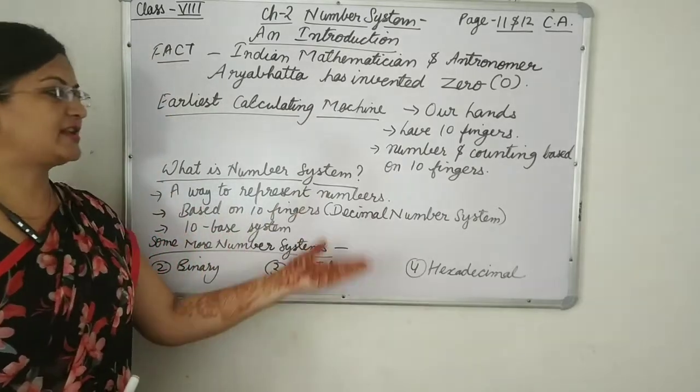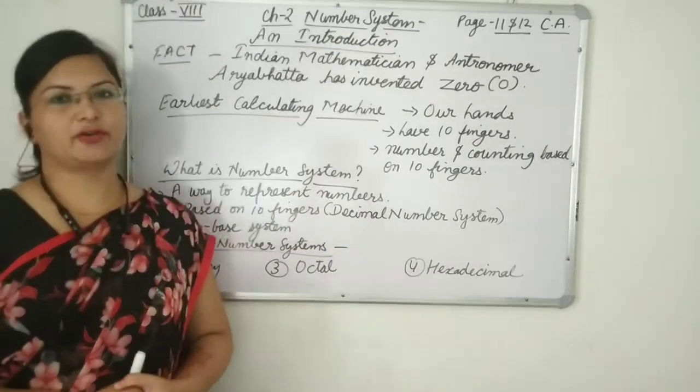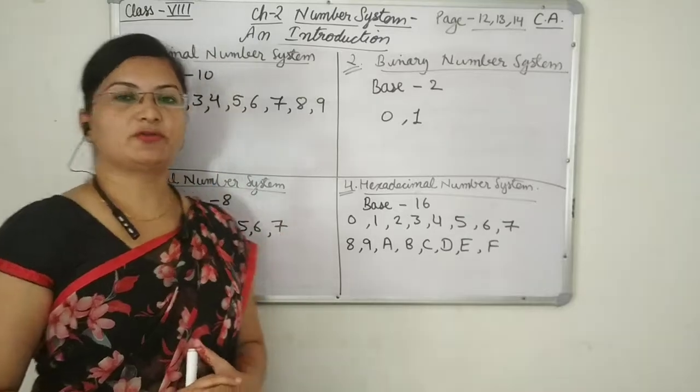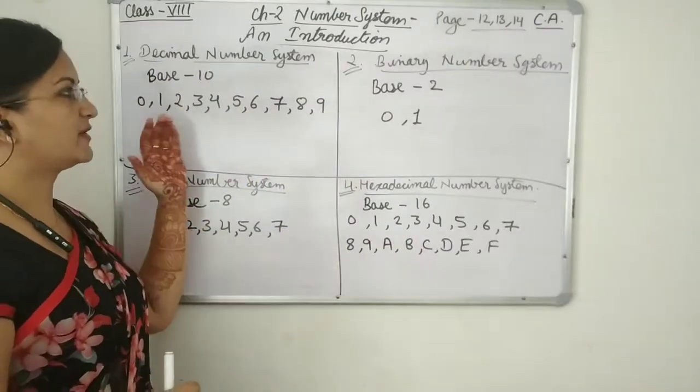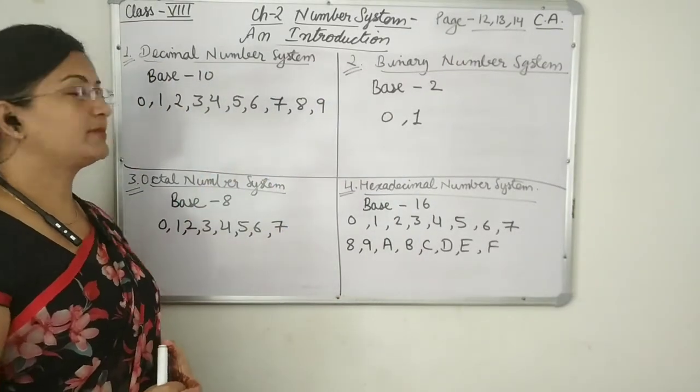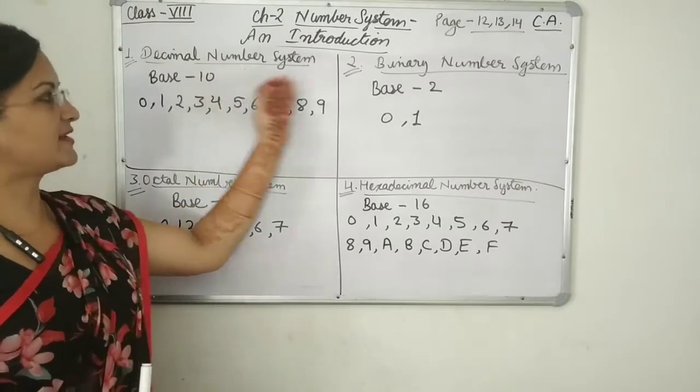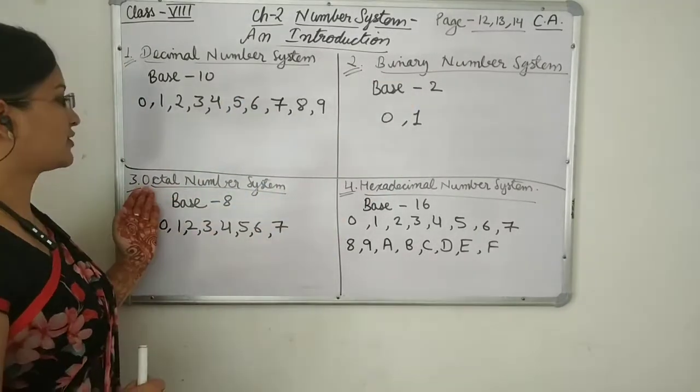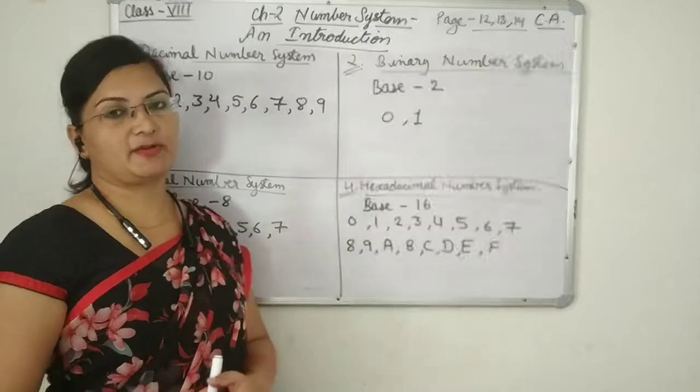Now I will tell you the difference between all 4 number systems. We will study 4 different types of number systems: decimal number system, binary number system, octal number system, and hexadecimal number system.